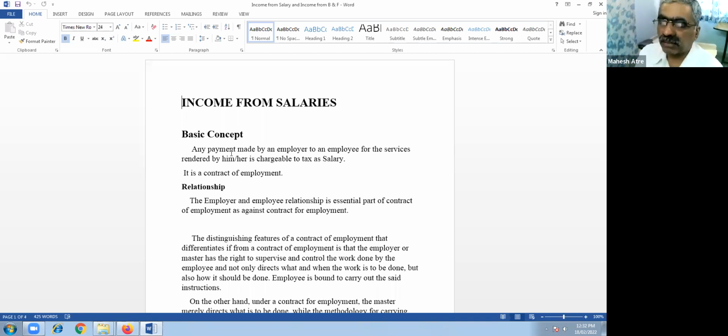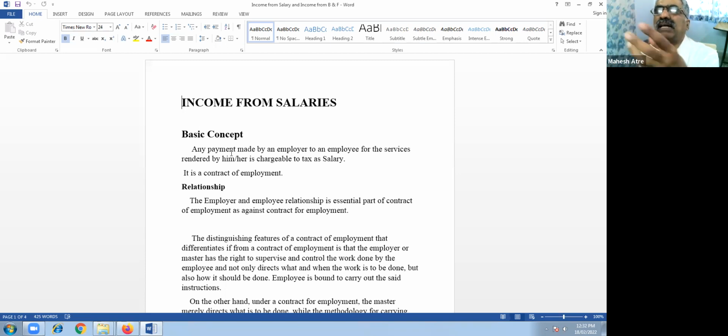Now I am going further. When the amount is paid to the directors, we call it remuneration to directors. Now you may ask whether the remuneration to a director is taxable as income from salary. My answer is that the relationship is going to give the answer. If the director is a full-time director or executive director, and the relationship of the company and the director is of employer and employee, try to understand.